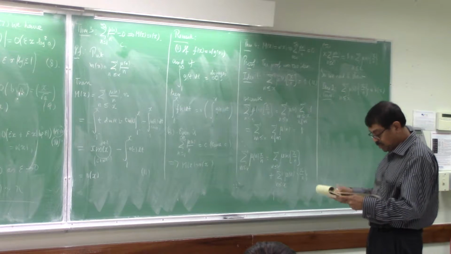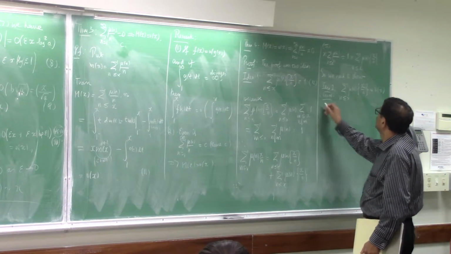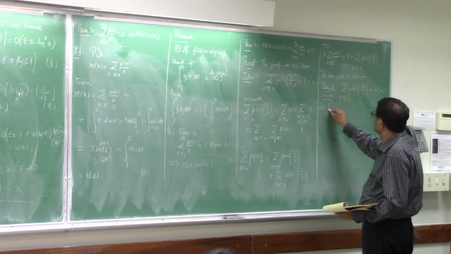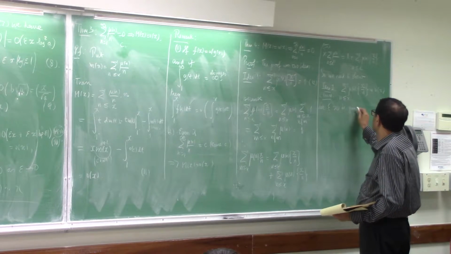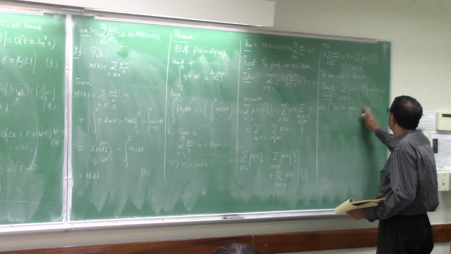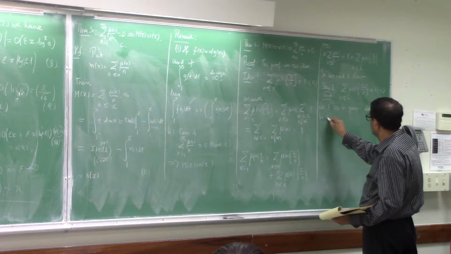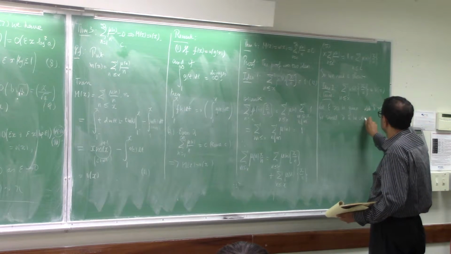Okay, so here's what we do. Let delta be greater than 0 be small. Delta to be chosen soon.